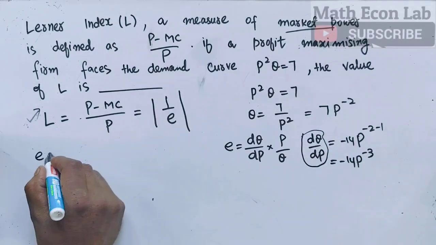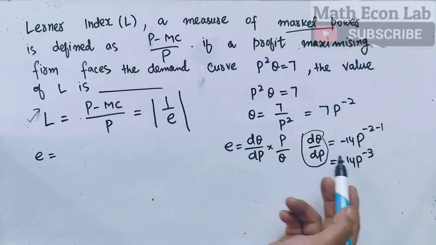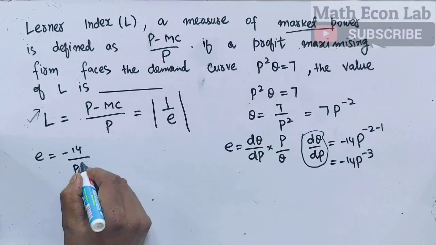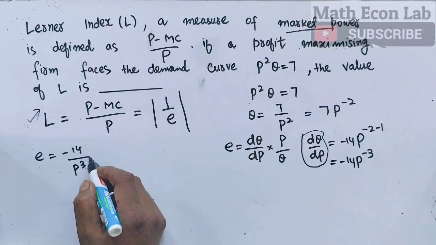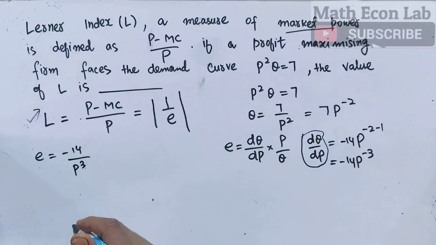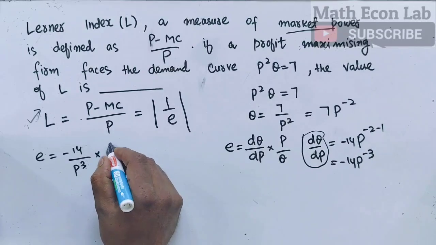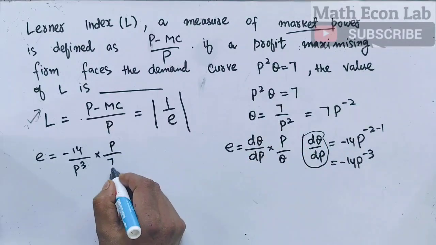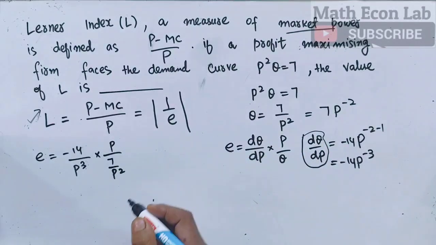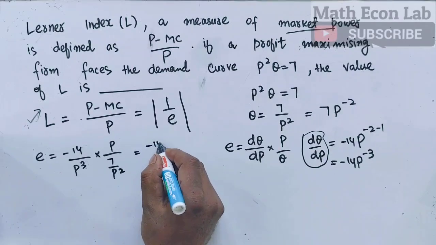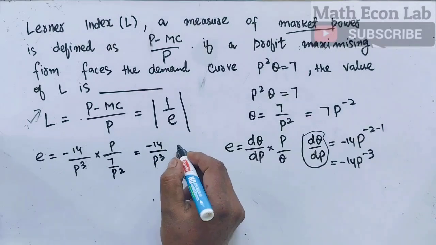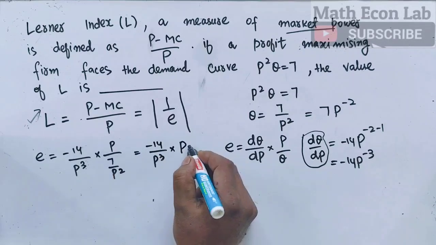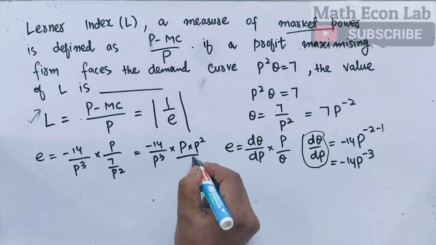Then elasticity of demand will be equal to dQ upon dP, which is minus 14, let us write it like this, P cubed here. If I transpose this, the exponent becomes positive, times P divided by Q. Q is this function, that is 7 upon P squared. Let's further solve this. So we have minus 14 divided by P cubed into, so here we have P transposed, it gets multiplied here, so it becomes P squared divided by 7.